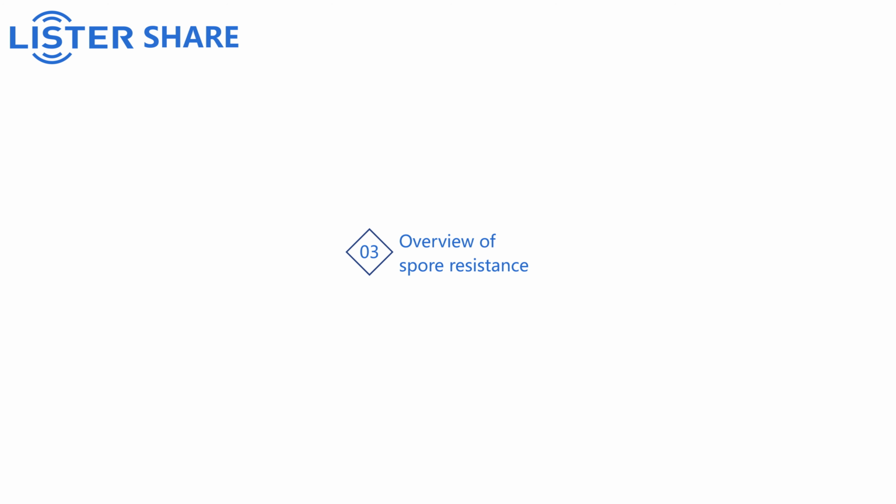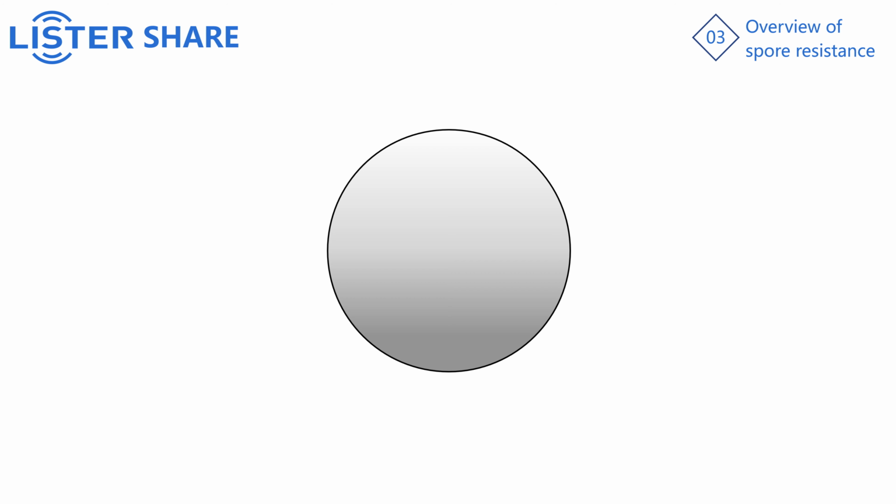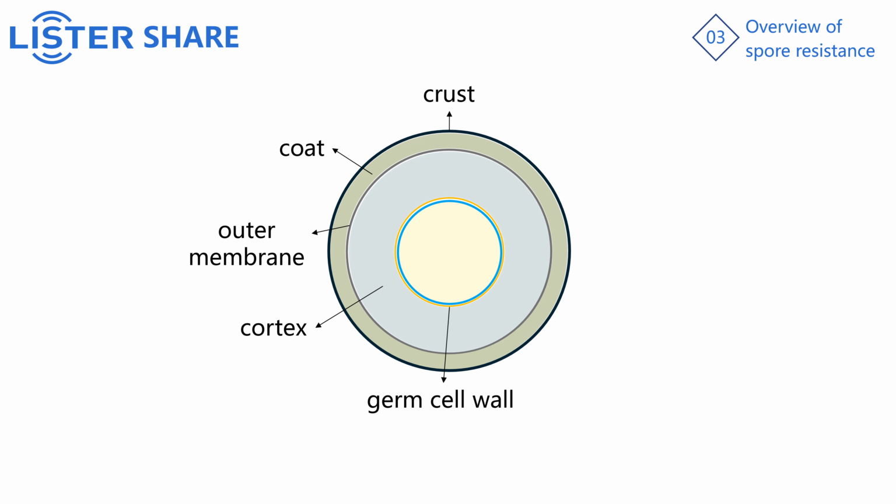After understanding the process of spore formation, how do spores achieve strong stress resistance? Let's continue exploring. Firstly, let's take a look at the structure of spores. This is a schematic cross-sectional diagram of a spore, and the structures from the outside to the inside are as follows: crust, coat, outer membrane, cortex, germ cell wall, inner membrane, core.